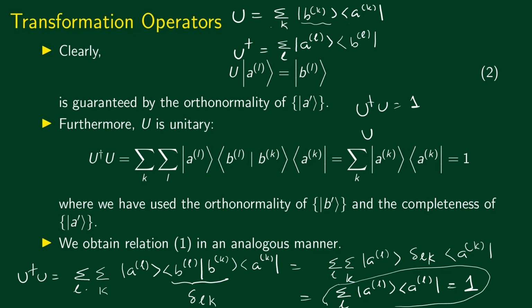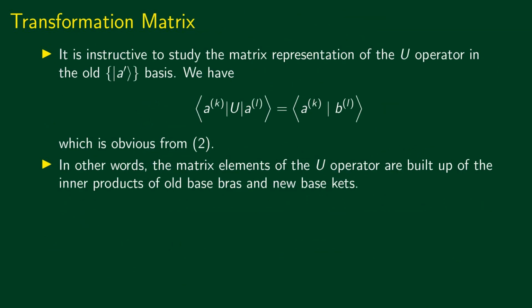Now I leave it as an exercise for you to show that U U dagger is also equal to the identity operator. Please try this. Just follow the same kind of steps and see if you get the result. Both these conditions should be satisfied if you want to call U a unitary operator. We found the transformation operator quite easily. An operator of the form U equals sum over L, ket BL, bra AL will do the job.